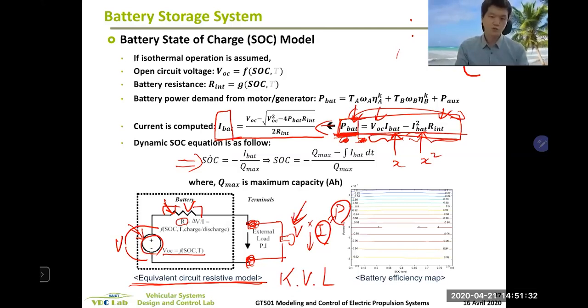How much charge we have means how much coulomb we have.